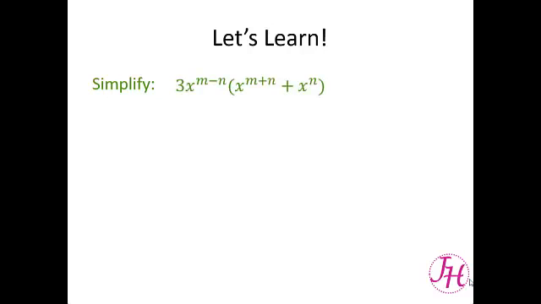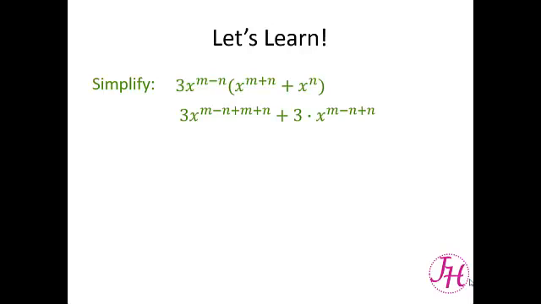And finally, we have 3x to the m minus n times the quantity of x to the m plus n plus x to the n. So again, we're going to distribute. We add the exponents. So we have 3x to the m minus n plus n, plus 3 times x to the m minus n plus n. Again, we're adding the exponents.